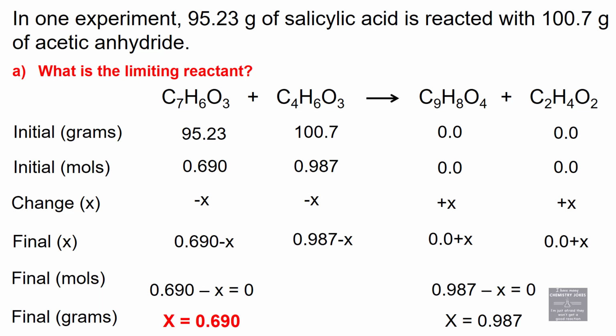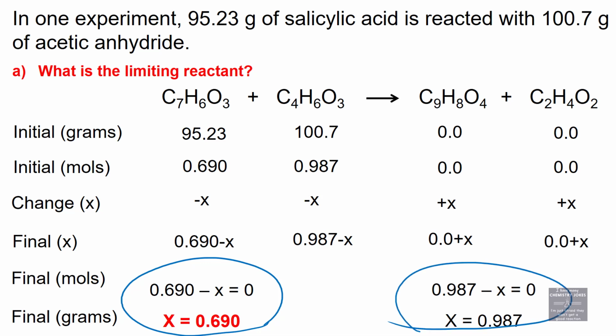So from these two equations down here, what I'm trying to figure out is which x is smaller, because the smaller x will tell me that reactant is limiting. And this x is smaller, therefore that's what x should actually equal, and that reactant is limiting. So x actually equals 0.690.